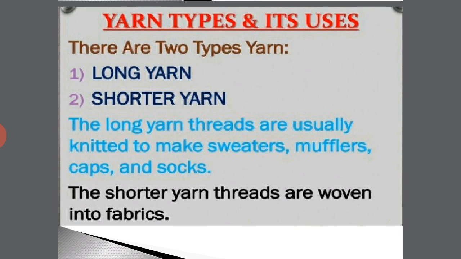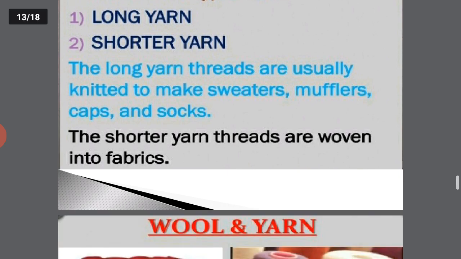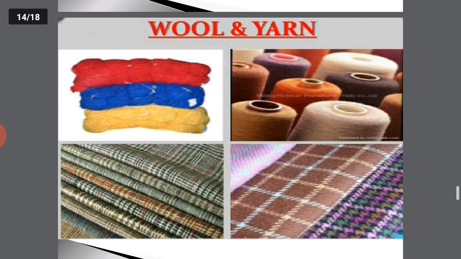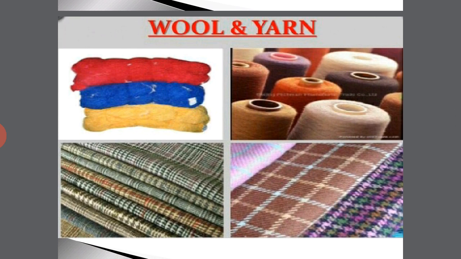You can easily understand the difference between the two types of yarn. One is used for making sweaters, mufflers, caps and socks, especially winter clothes, and the other threads are woven into fabrics. Wool and yarn, you can easily see over there. See the difference between these two.